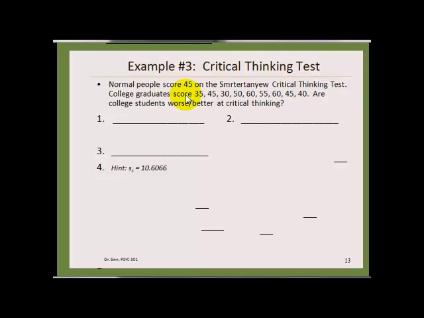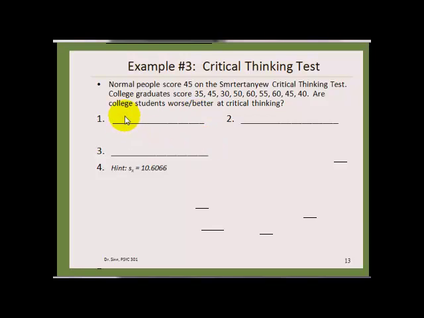College graduates score 35, 45... Are college students worse or better at critical thinking? So do these scores from people that have gone through college do better on this critical thinking test than the average score of 45?